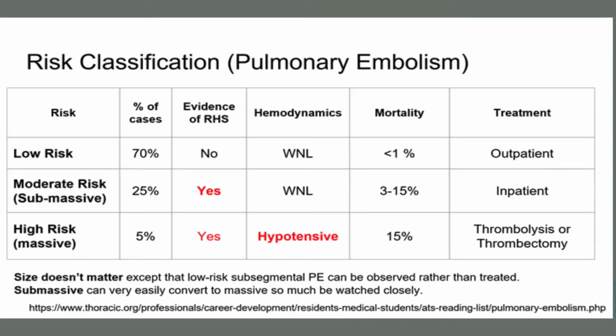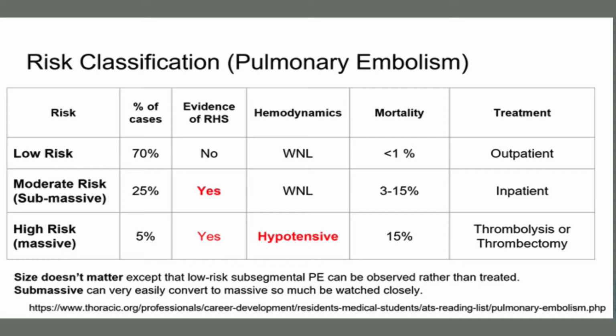The reason it's important to determine if there's right heart strain is that that is going to help with risk classification of pulmonary embolism. We classify pulmonary embolism into 3 risk categories: low risk, moderate risk, or what we call submassive, and high risk, which are massive. These are associated with very different mortality rates. A low risk PE is one that does not have any evidence of right heart strain. The patient is having normal vital signs. This can actually be treated as an outpatient.